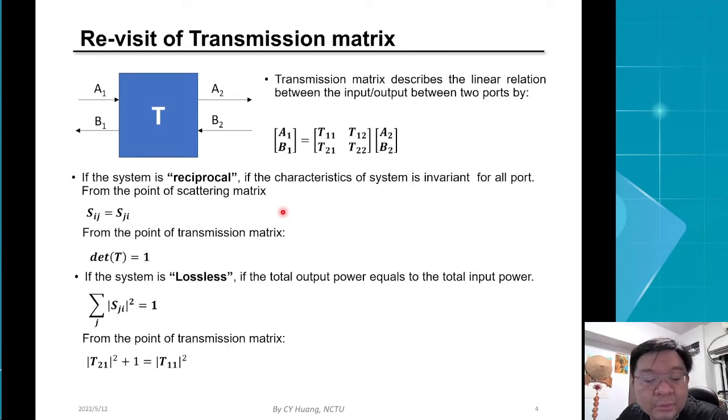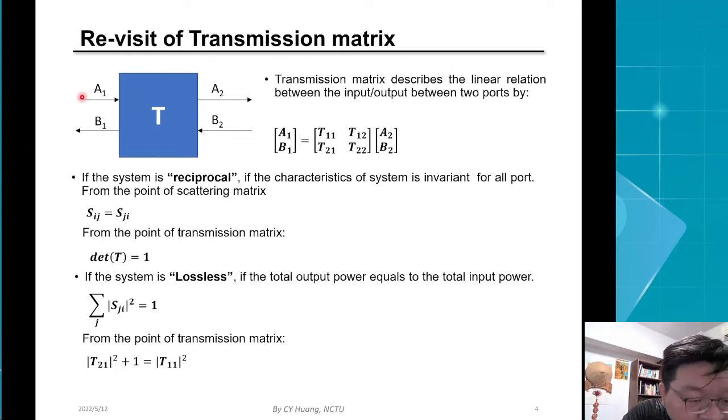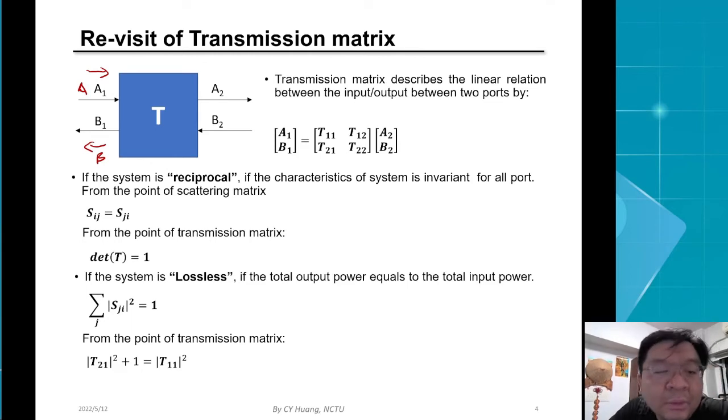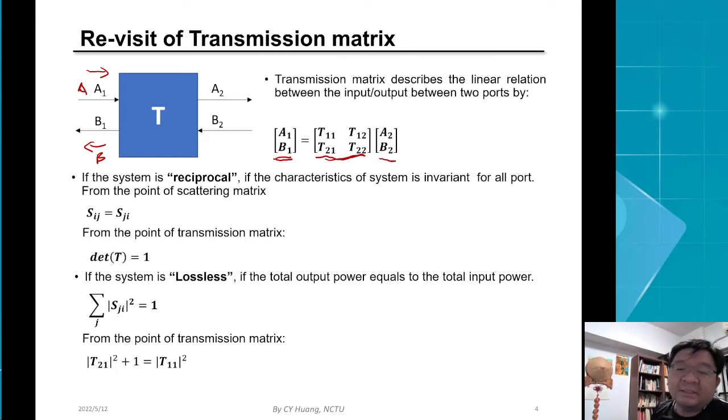Okay, so now we take a quick review of the transmission matrix. When we are seeing a system with power flow in and flow out, we might try to label the power with the same direction with the same letter. We can assume all the power flowing in the right direction as A, and the power flowing toward the left direction as B. For each port, we put the number in the subscript. So we can write down the relation between the port on the left and the port on the right as a vector of A1, B1 equal to the transmission matrix times the vector from the other side, A2 and B2.